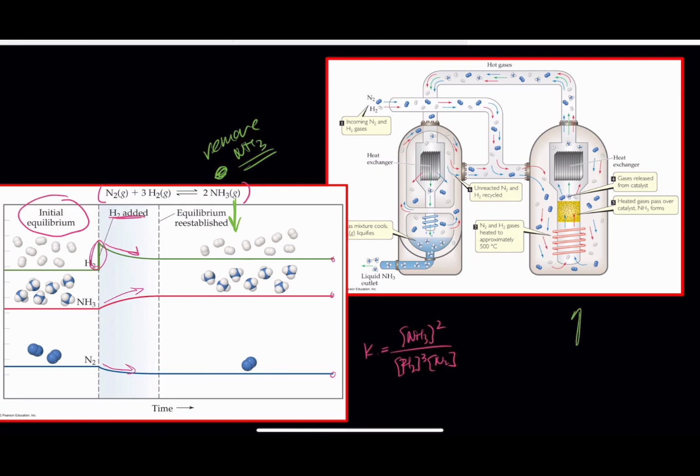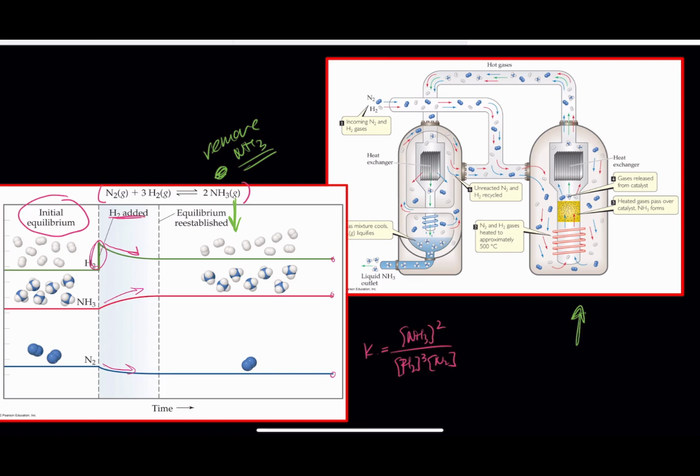And so basically this giant schematic from your book is just showing you how industrial engineers, so chemical engineers, take advantage of these chemical principles of equilibrium, of there being a K value. And how can we take advantage of that to maximize the production of ammonia?